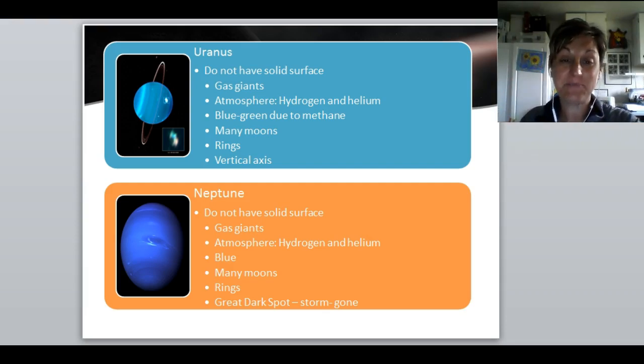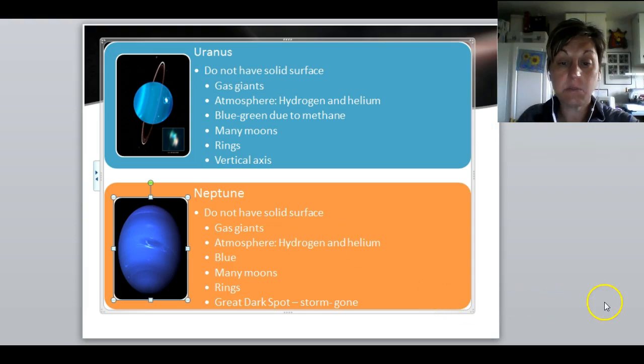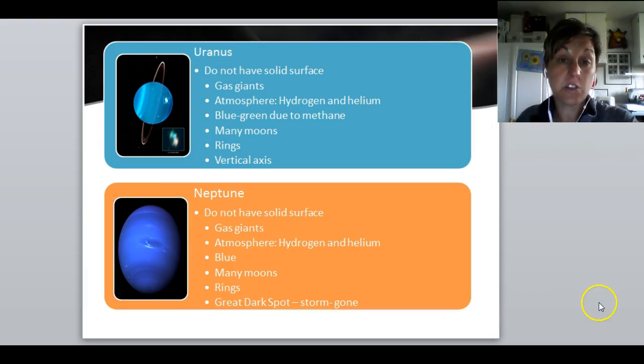It's pretty cool. Neptune also is considered one of the gas giants. It does not have a solid surface. Its atmosphere is mainly hydrogen and helium. It's blue in color. It has many moons. It also has rings that aren't always visible. And it has a dark spot on it, which you can see here. And that is also considered a storm that is no longer in existence, but because it's so far away we can still see it because of the time difference.